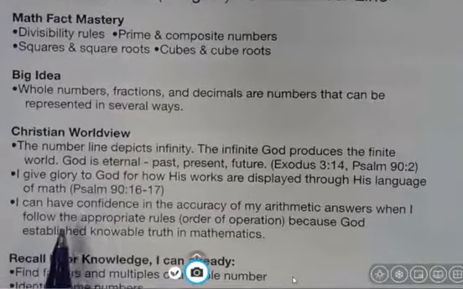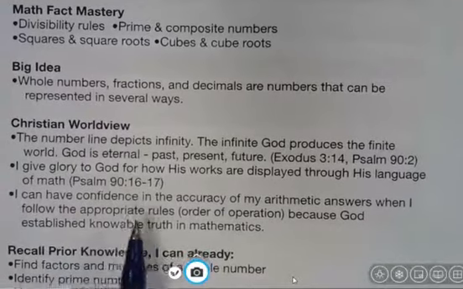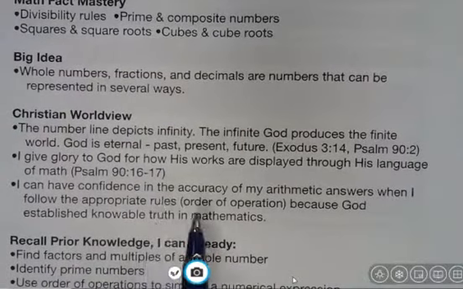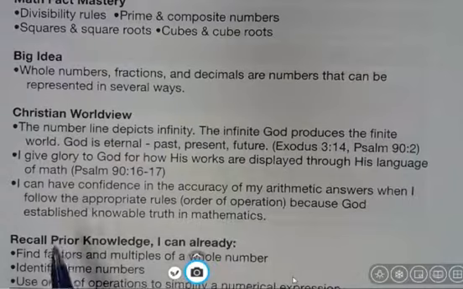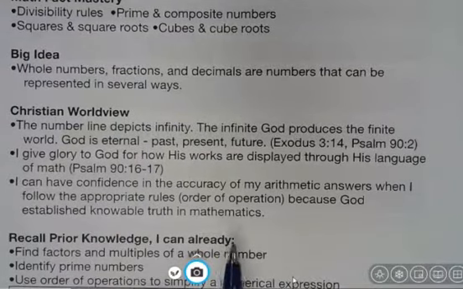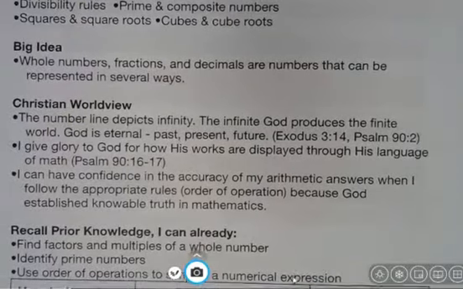I can have confidence in the accuracy of my math answers when I follow appropriate rules, such as the order of operations, because God established knowable truths in mathematics. So remember, math is the language of science, and science we use to explore God's universe.